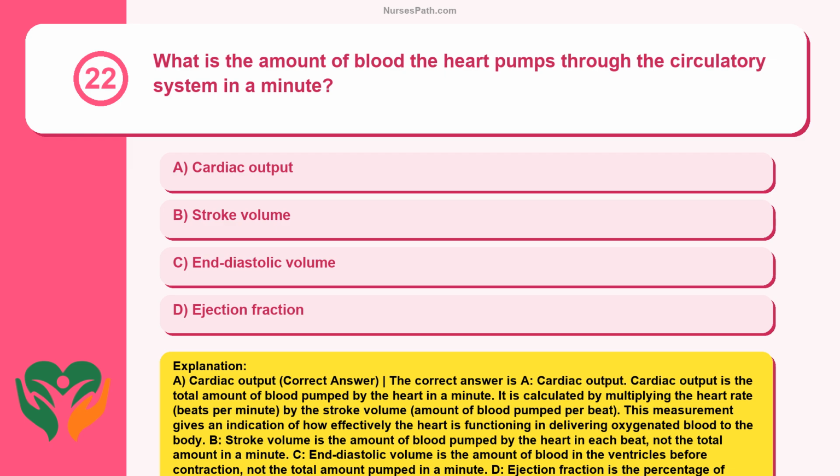beat. This measurement gives an indication of how effectively the heart is functioning in delivering oxygenated blood to the body. B. Stroke volume is the amount of blood pumped by the heart in each beat, not the total amount in a minute. C. End diastolic volume is the amount of blood in the ventricles before contraction, not the total amount pumped in a minute. D. Ejection fraction is the percentage of blood pumped out of the ventricles with each contraction, not the total amount in a minute.